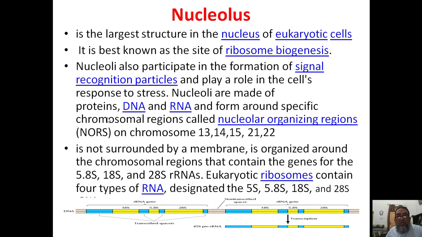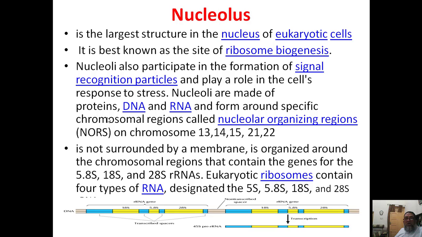Cell response to stress. Nucleoli are made up of protein, DNA, and RNA, and form around specific chromosomal regions called the nucleolar organizing regions. The nucleolus is formed in a specialized chromosomal region known as the nucleolar organizing region, NORs, on chromosomes 13, 14, 15, 21, and 22. These are the chromosomes from which the nucleolus arises, from the nucleolar organizing region, where the transcripts are present within the nucleolus.